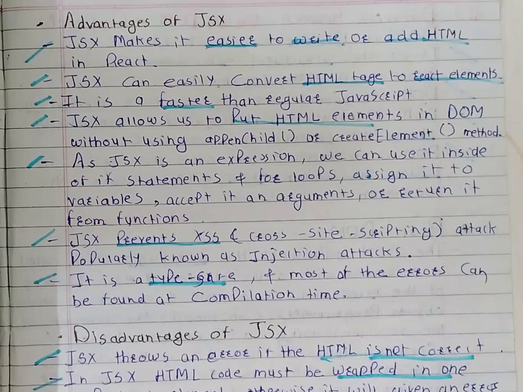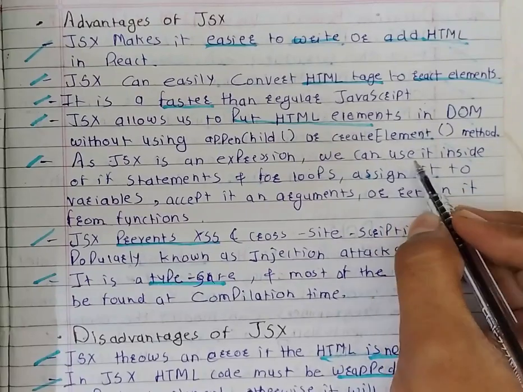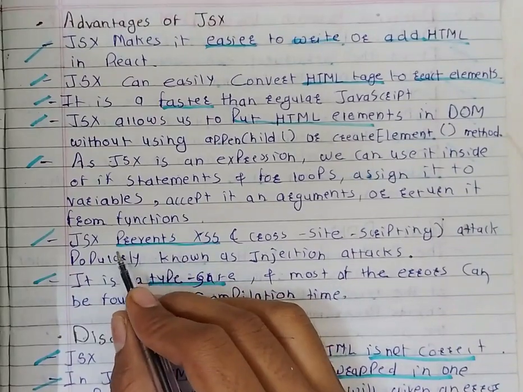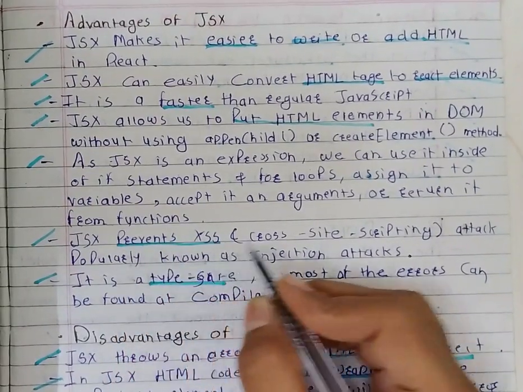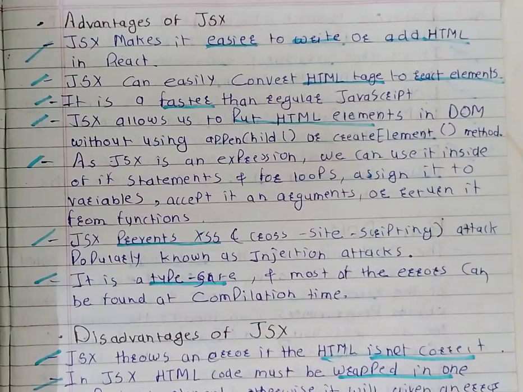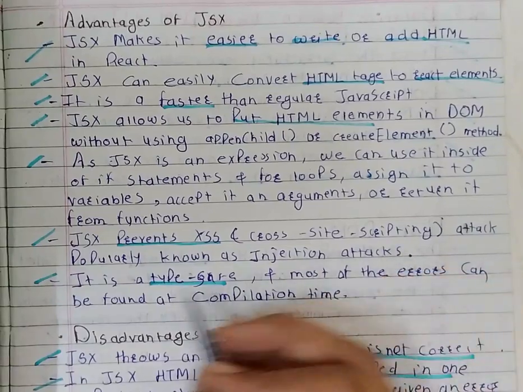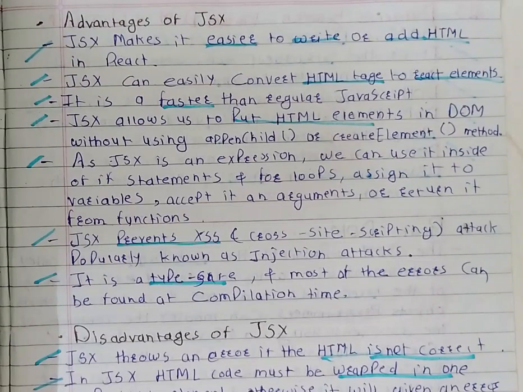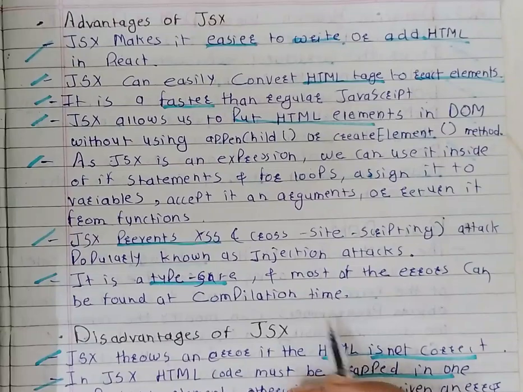So as JSX is an expression, we can use it inside an if statement. JSX prevents cross-site scripting attacks, popularly known as injection attacks. So this is also one more advantage of JSX. It provides type safety, and most of the errors can be found at compilation time.